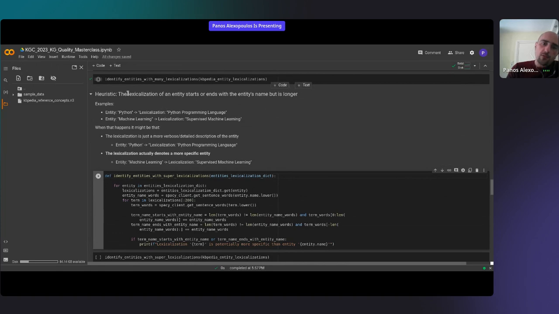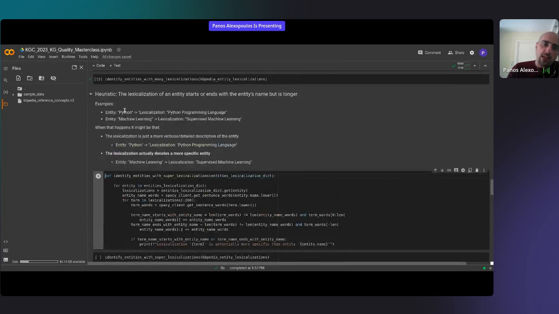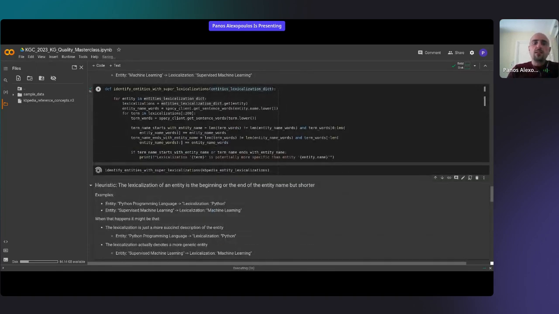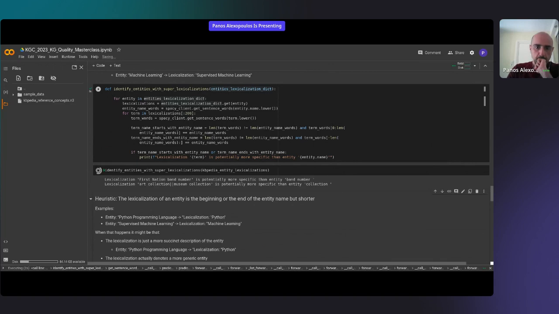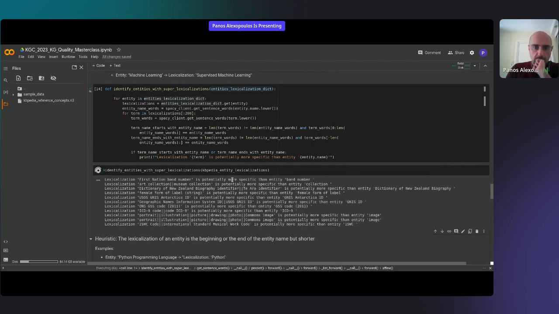Using this heuristic, we can apply it with spaCy by tokenizing and checking if the name of the entity is actually a part of the lexicalization, and try to identify those lexicalizations that, just because they contain more words than the name, including the name of the entity, are likely to be wrong synonyms. So let's run this and see what we get. You can see that we already get quite interesting results, right?